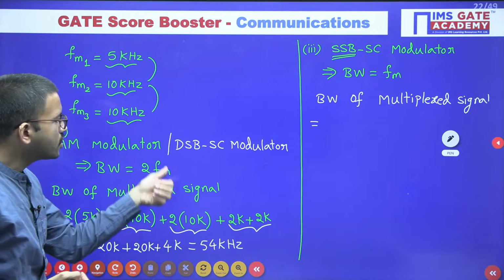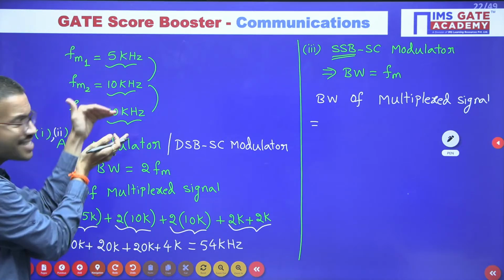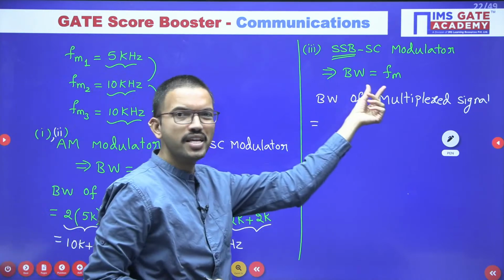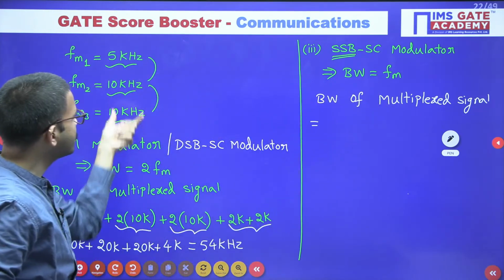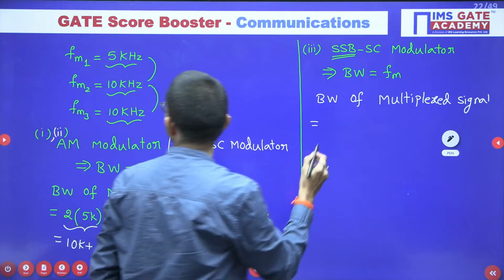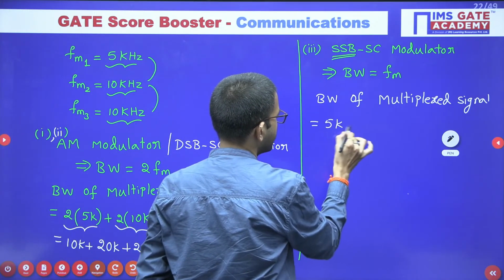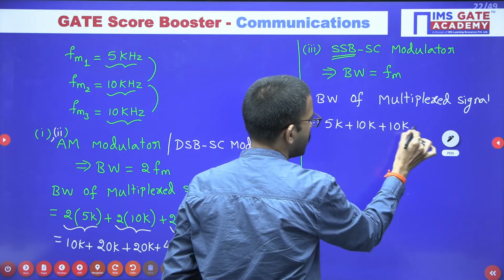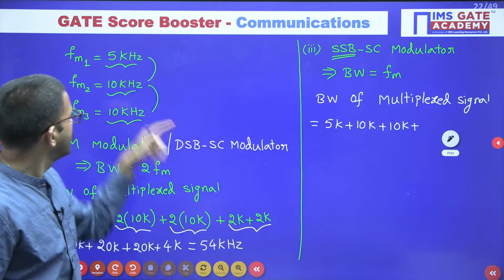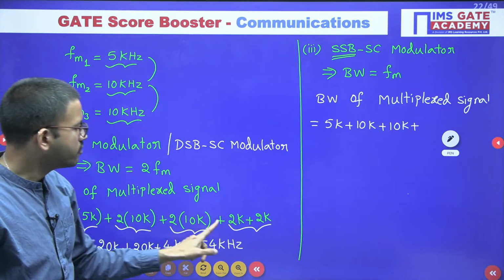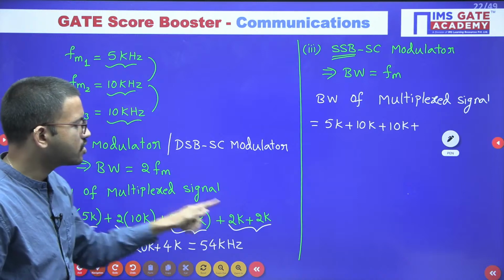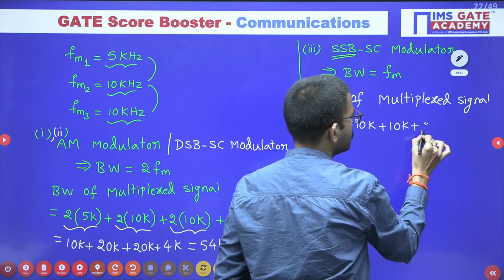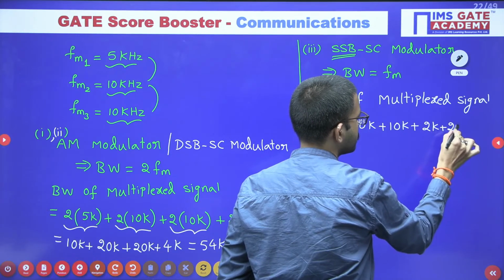See, in the earlier case, since we got 2 times FM, whatever frequencies we had here, we multiplied with 2 and then added. But here, it is simply FM, so whatever frequencies we have here, you can just add. So 5K plus 10K plus 10K. Now after this, just like before, in order to separate first and second, we require a 2 kHz guard band. In order to separate second and third, we require a 2 kHz guard band, right? So 2K plus 2K.